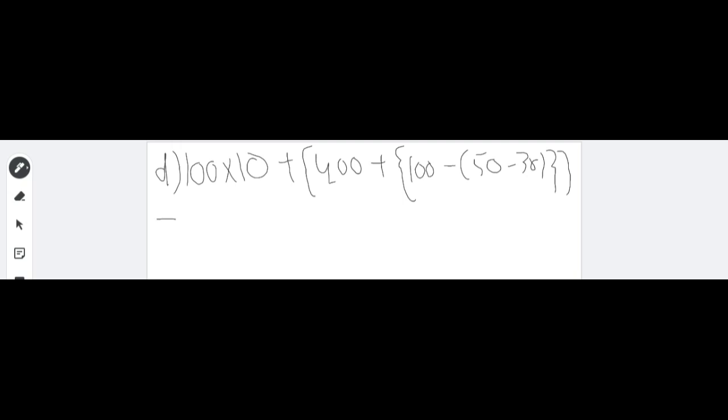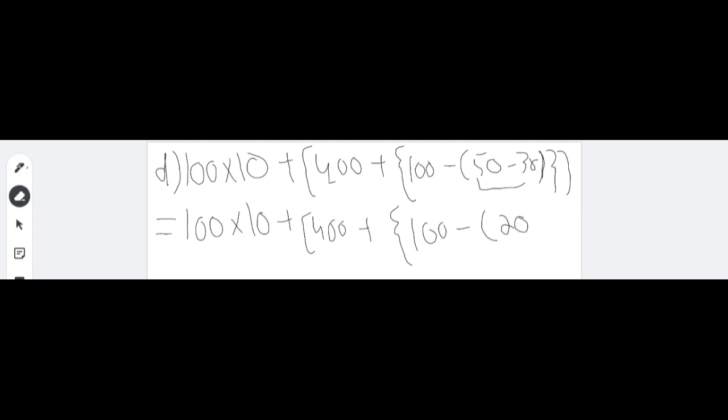No, you don't have to write, you just have to first understand, then write. You have to help me here. Which expression and which bracket will we solve first? We'll do the simple bracket first. Simple bracket 50 minus 30, what will be the answer? 20. Okay, very good. Plus 400 plus curly bracket 100, and the answer is 20, minus 20. Okay, I just have to remove this bracket now.